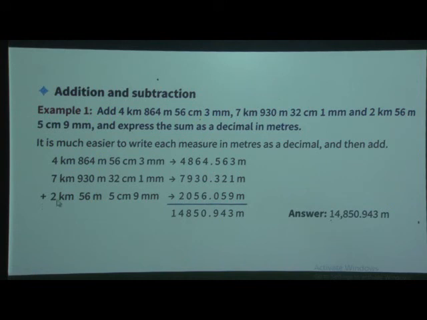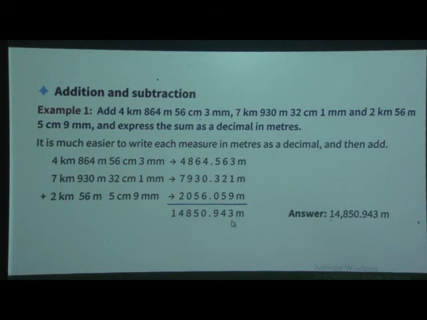Plus again 2 kilometer, 56 meter, 5 centimeter, and 9 millimeter. So how will we write it? Here we have 2056 meter. 1 kilometer is equal to 1000 meter, so here it should be 3 digits, but we have only 56, so we have to insert a 0 here. So it is 2056.5 centimeter and 9 millimeter, so we write it as 059 meter. So we converted this and wrote it in meter form.